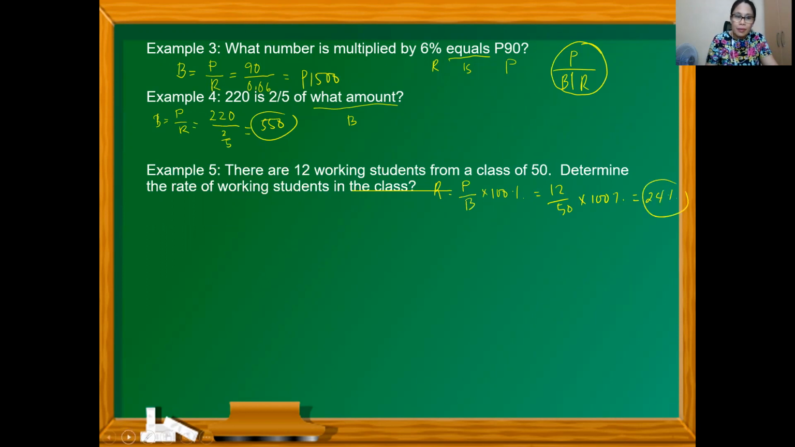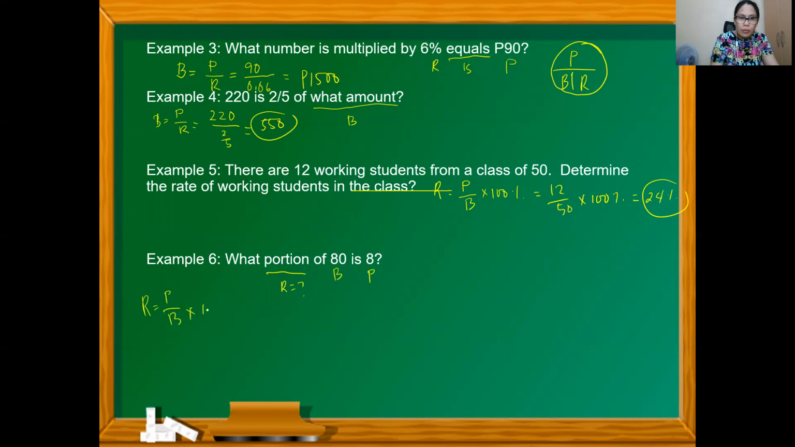And then lastly, what portion of 80 is 8? This is referring to R, solving for R. And this is the base, while this is the percentage. So again, R equals P over B times 100%. So we have 8 over 80 times 100%, and this equals 10%.